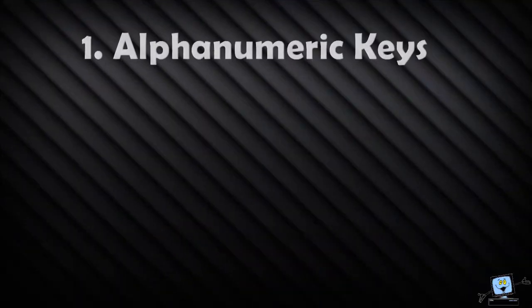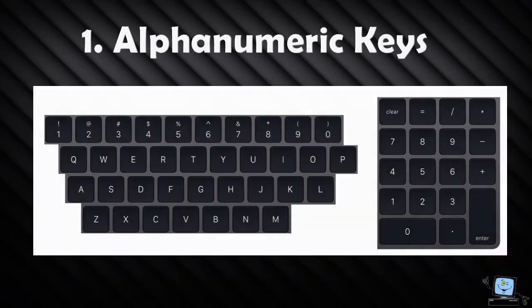First is alphanumeric keys. They are used to type letters and numbers. It has 26 alphabet keys and 10 number keys as shown in the picture. There is also a block keypad of numbers on the right side of the keyboard to type the numbers quickly.